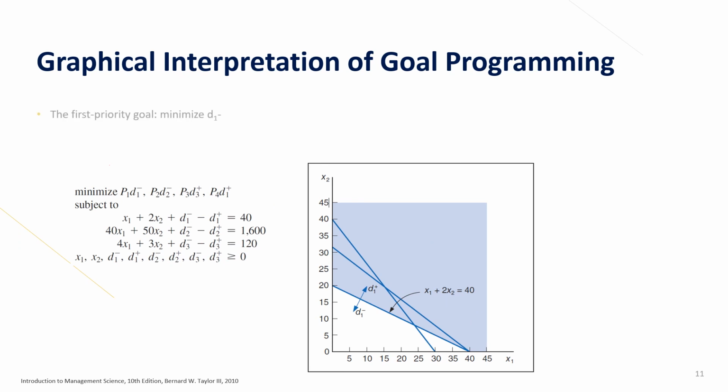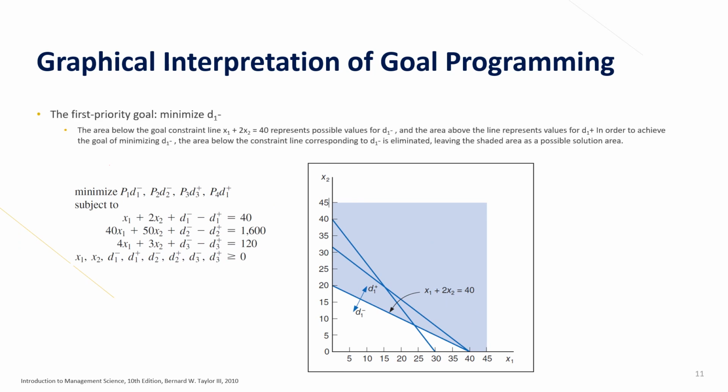Okay, first let's illustrate the first priority goal, in which we want to minimize D1 minus. It represents the deviation of value where the labor hour is less than 40. So the corresponding line is this one, right? The third line here.